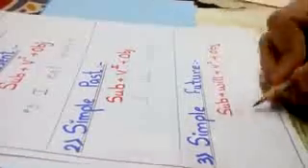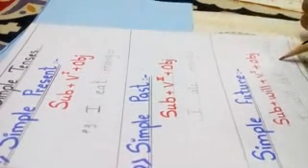Now if I want to convert it into simple future tense, so the formula for simple future tense is subject plus will plus V1 plus object. So what is subject? I. Will. Our V1 is eat. Object is mango. I will eat mango. The formula was subject plus will plus V1 plus object. And example is I will eat mango.